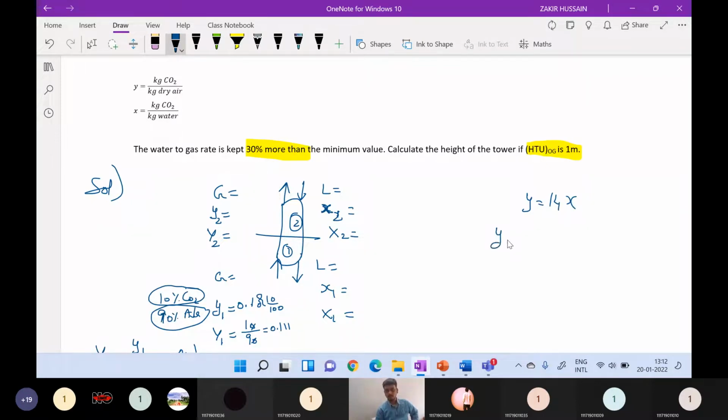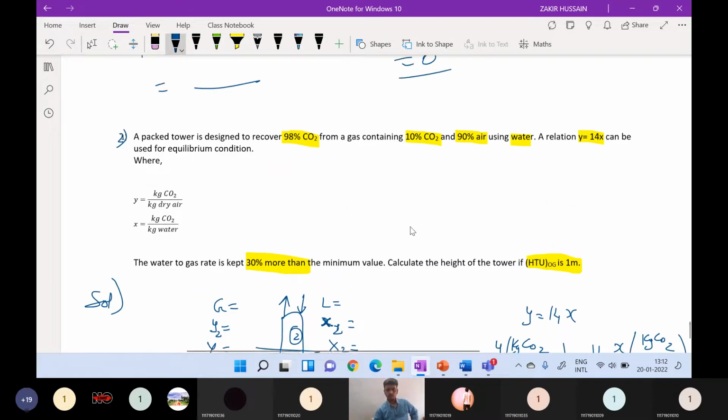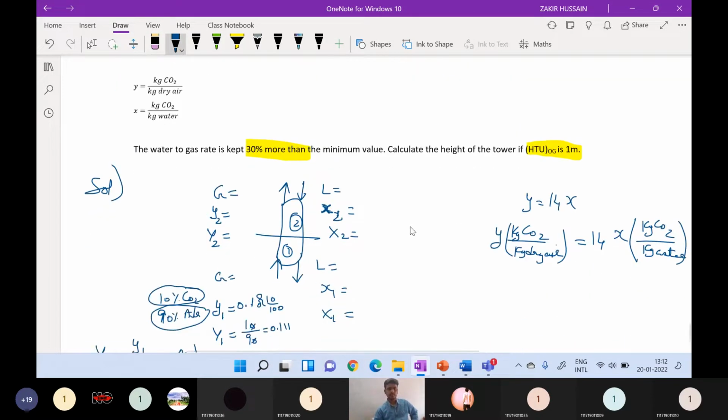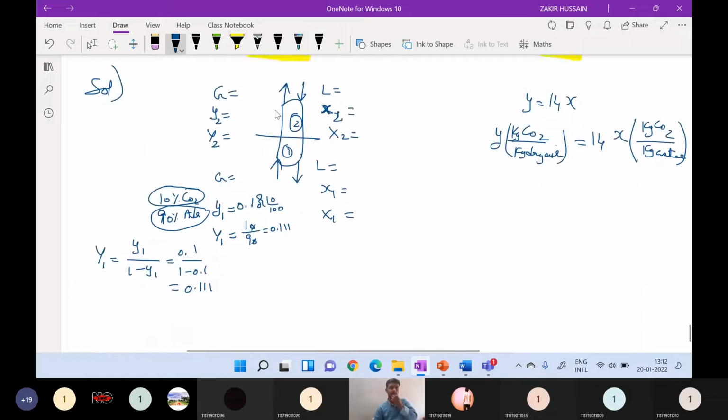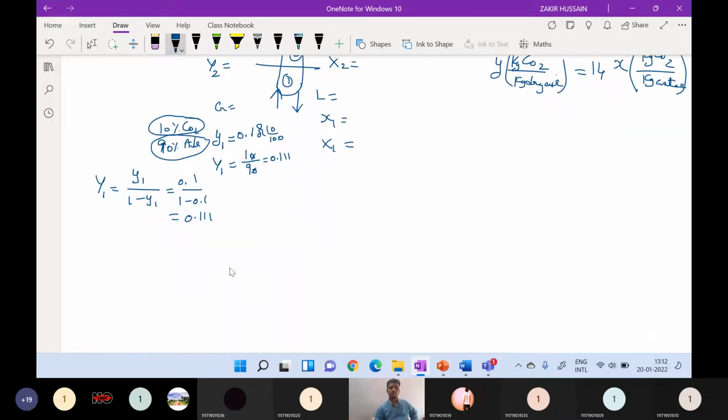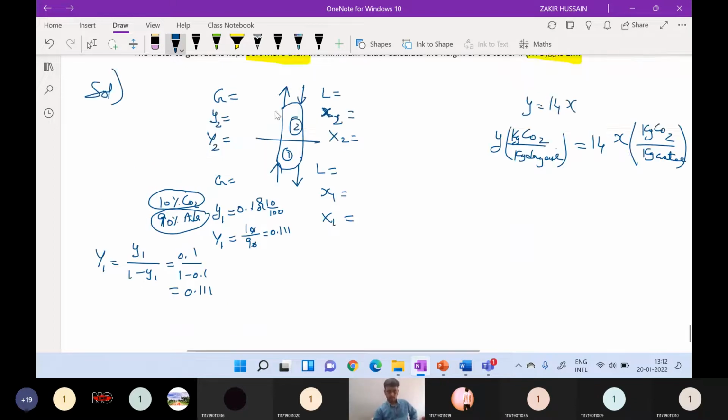So this is Y kg CO2 per kg dry air, Y is equal to 14 into X. So X is kg CO2 per kg water. The next relationship they have given is 30 percentage more than the minimum value. This data is given already.